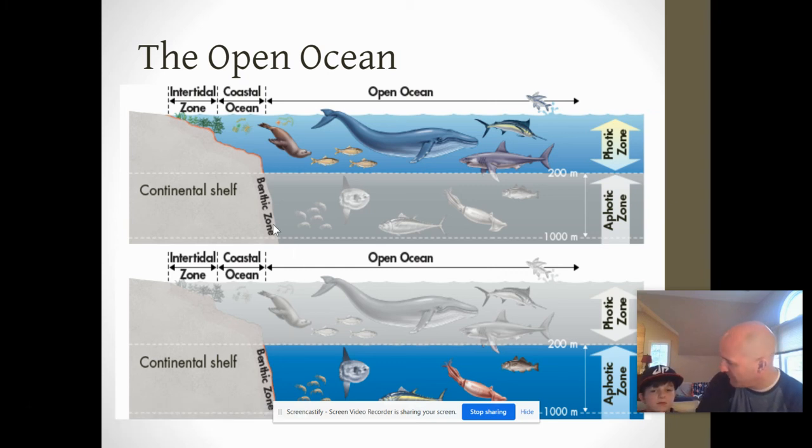Did you learn anything? Yes. What'd you learn? One thing. That there's a coastal ocean. Coastal ocean zone. All right, very good. At least we learned one thing.